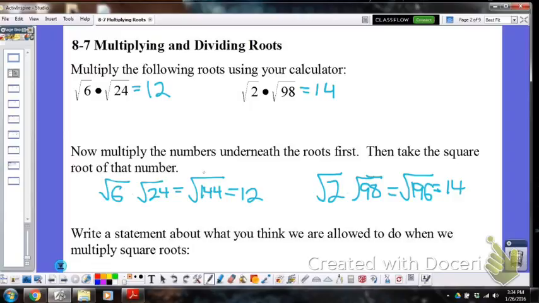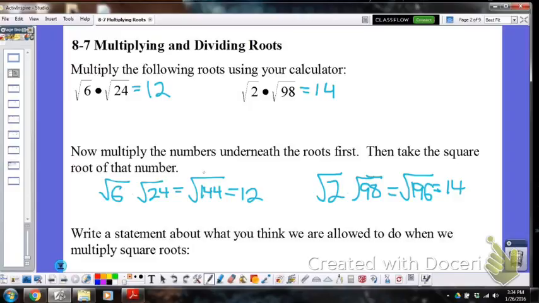So when you use your calculator, you should have gotten 12 and 14. Now when we multiplied first, what is underneath the root, you should have gotten root 6 times root 24 is equal to root 144. And we know that the root of 144 is 12, which is what we got before. And you look at the second one, we have root 2 times root 98, and multiply what's underneath the roots, which is root 196. The square root of 196 is equal to 14, which is what we got before as well.